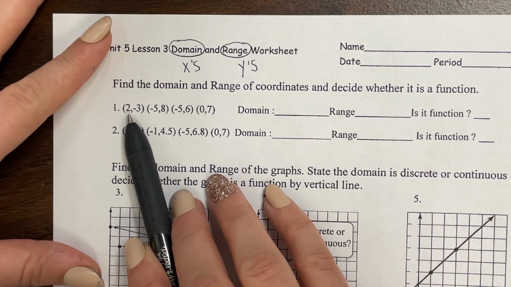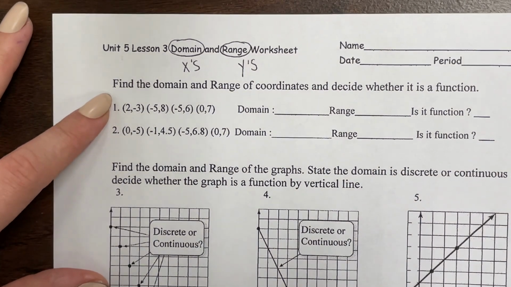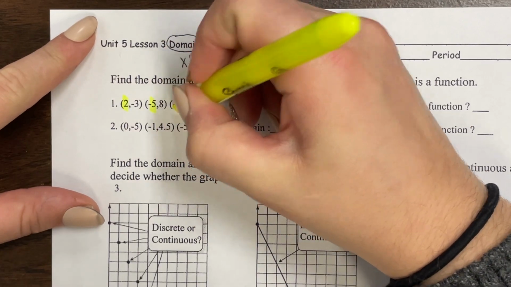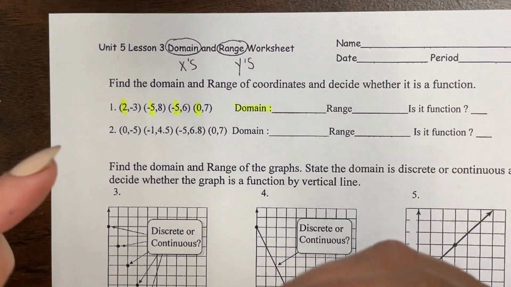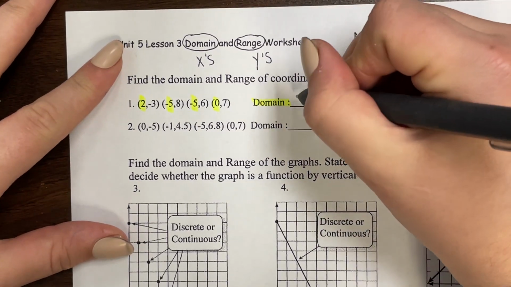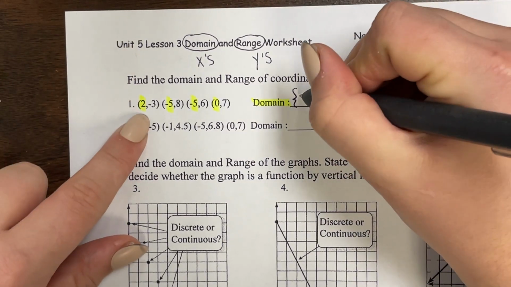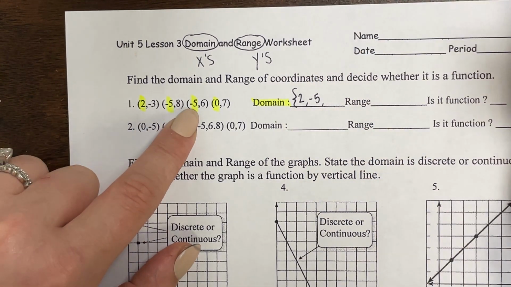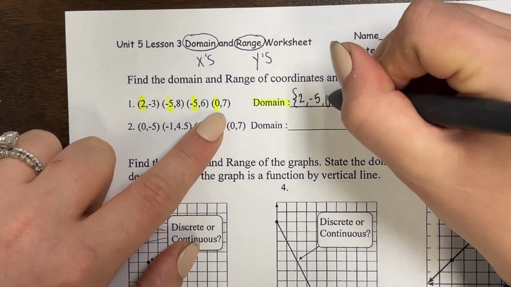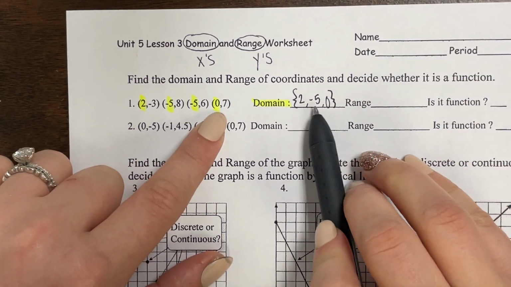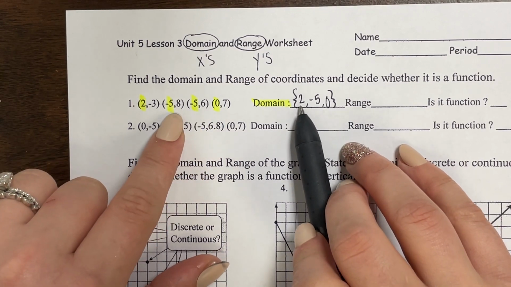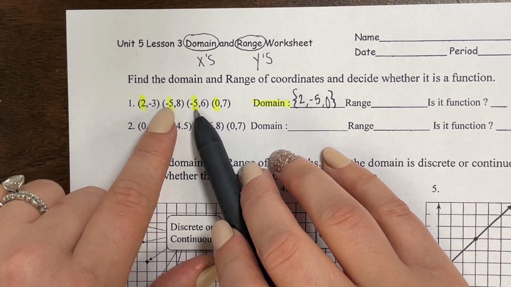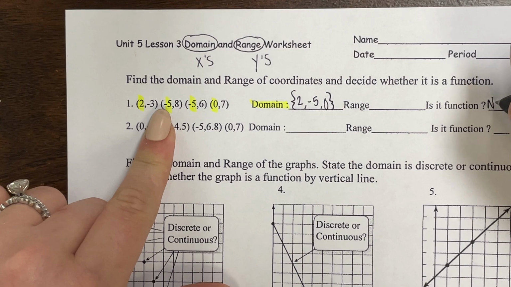Okay, so the domain here is going to be all of the x's, so I will highlight all of the domain in yellow. All right, so that will contain, we'll do those little curly brackets, 2, -5. -5 was already written, so I don't have to write that second one, and 0. Now, domains are x's, and functions cannot have repeating x's. Okay, there is 2 different y's for this one x coordinate. That means that it is not a function.